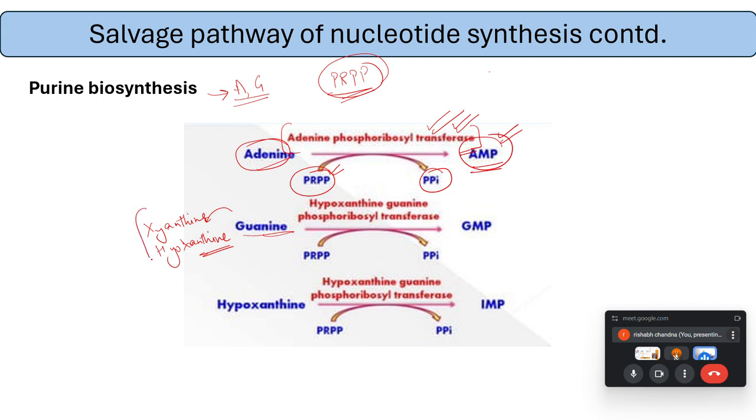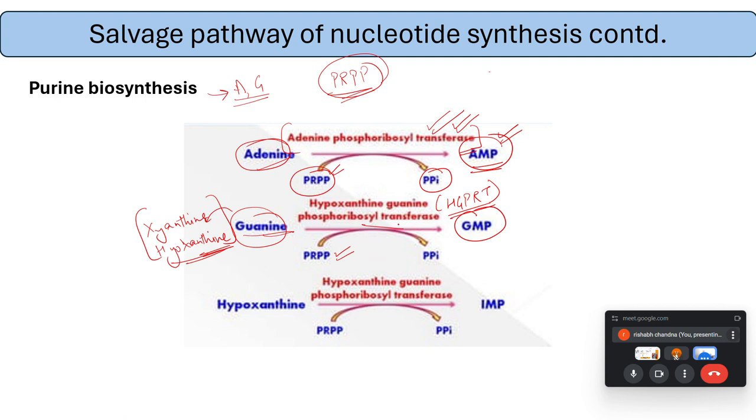The structure of these two we'll study in the next slide, where degradation of nucleic acid we'll study. And so what happens? This guanine is converted to GMP by the addition of ribose 5-phosphate using the enzyme HGPRT, or hypoxanthine guanine phosphoribosyl transferase. So in short, we'll use HGPRT.